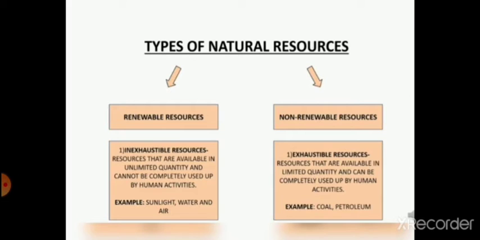Now, non-renewable resources. Non-renewable resources are those which, once used up, are exhausted and are either not renewed by nature or renewed very slowly over millions of years. And the examples are fuels like coal, petroleum, and gas, and minerals like gold, iron, and copper.